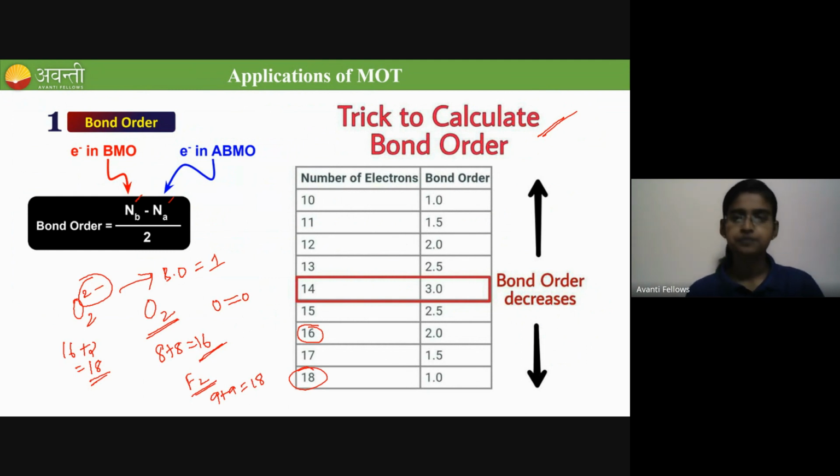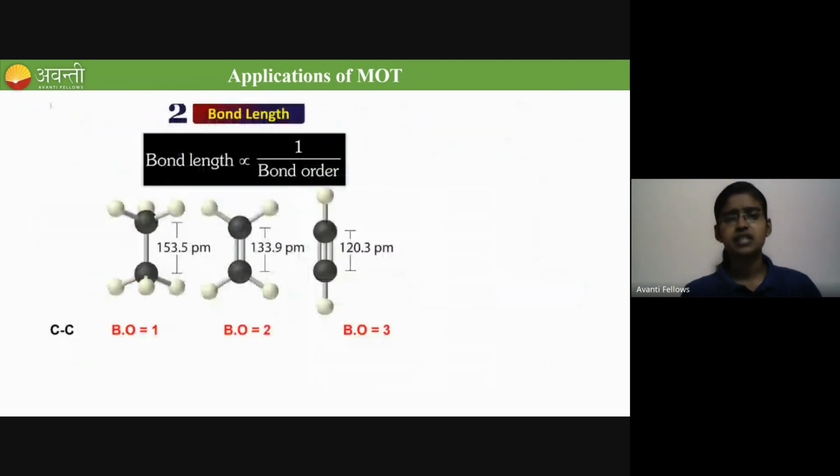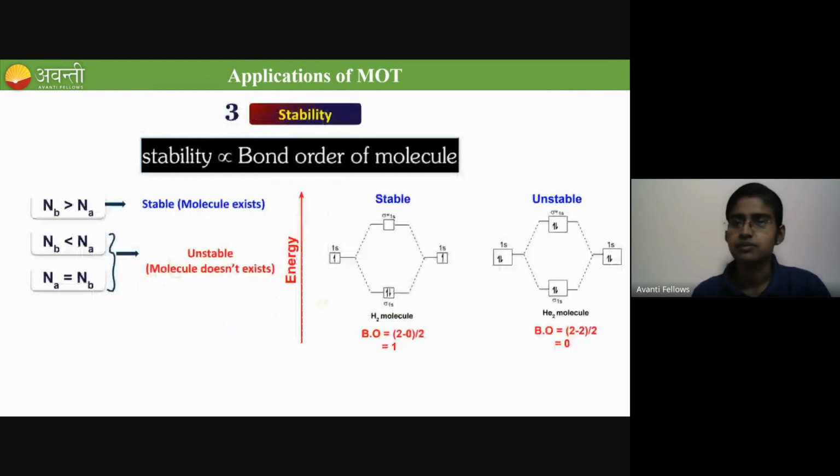Then coming to the second application, bond length. It is inversely proportional to bond order. The compound which is having the highest bond order will have the lowest bond length. You see here among carbon-carbon single bond, double bond and triple bond, in triple bond the bond order is 3. When you compare the bond length, the triple bonded system is having the very least bond length value, 120. They are inversely proportional.